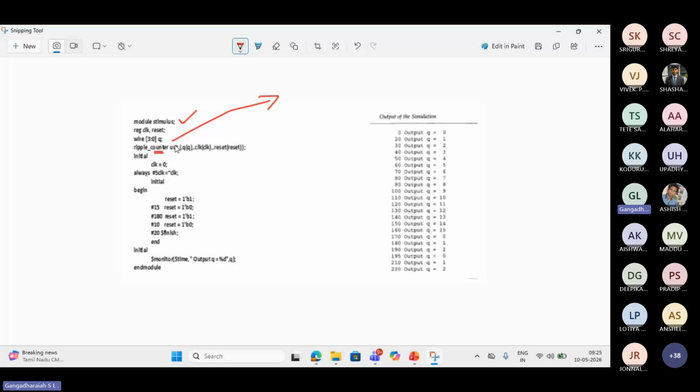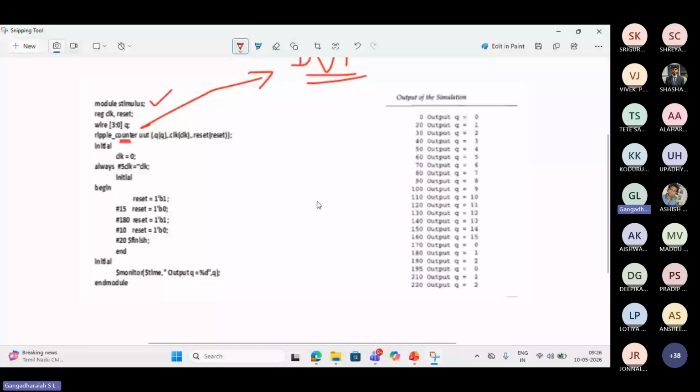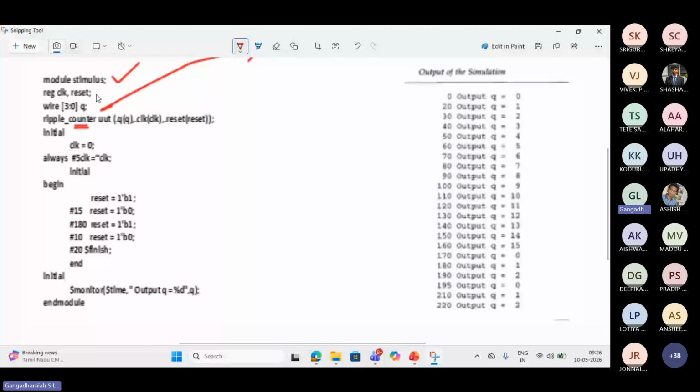Now this is a DUT which we are trying to verify. This is my design and the test. Which inputs are required to test this ripple counter? Clock and reset are the inputs required. Q is the output. Inputs are declared as registers, output is a wire. This is connection by position: dot Q is connected to Q, clock is connected to clock, reset is connected to reset.